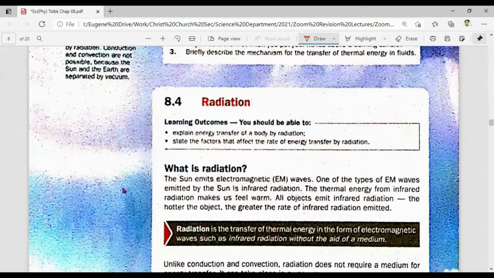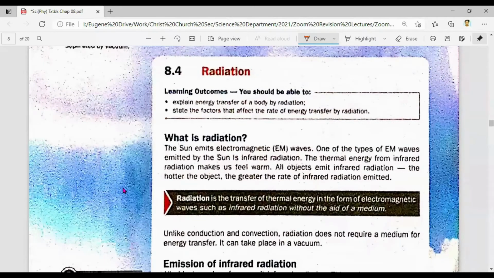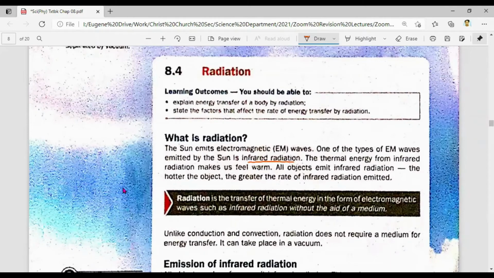Before we jump into radiation, I think this is a good read. The sun emits EM waves. We all know what EM waves are, right? There's a song that goes with it. I'm not going to sing it now, but EM waves is a whole spectrum. One of the types that the sun emits is infrared radiation, and this makes us feel warm. And this is the radiation that we are typically talking about.